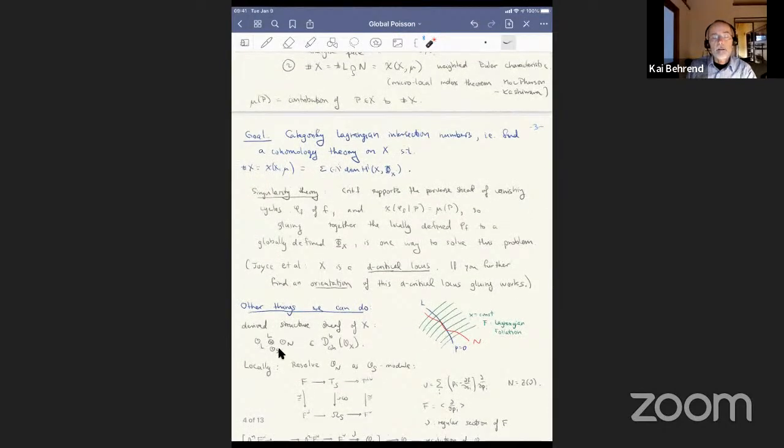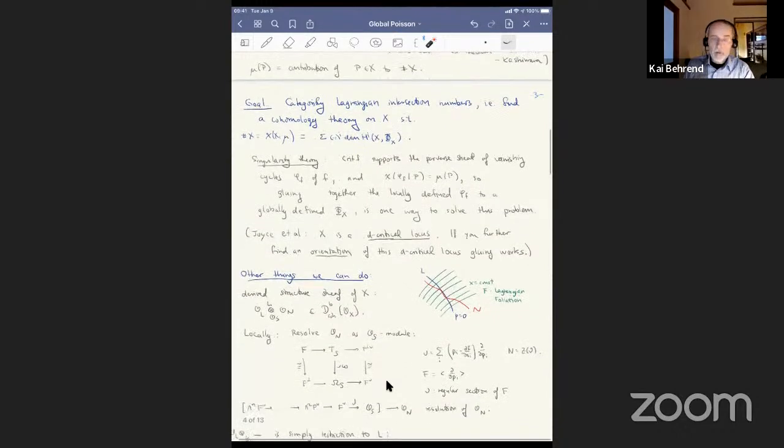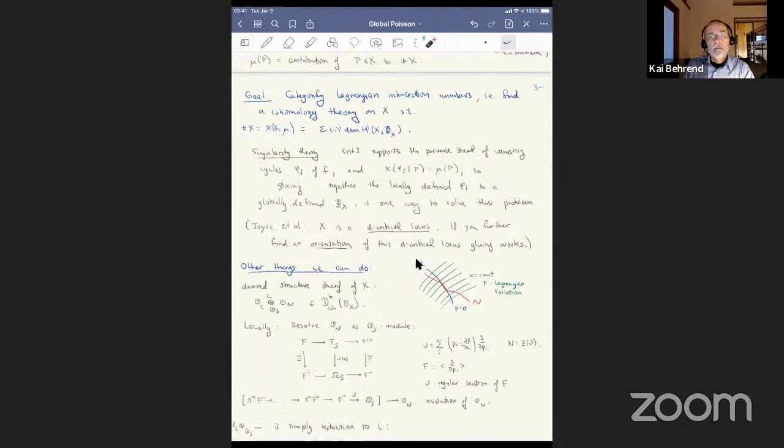So let me explain how to go about computing this, at least locally. What we're going to do is resolve O_N as an O_S module. That's what you have to do to compute this kind of derived product. So resolve it by locally free O_S modules. We want to resolve O_N, so not O_L. So this is N. I'm going to find a Liouville form that is parallel to this foliation, but whose zero locus is N.